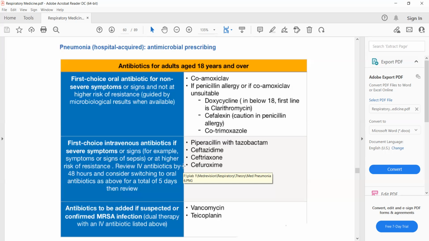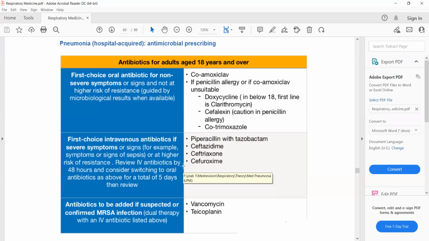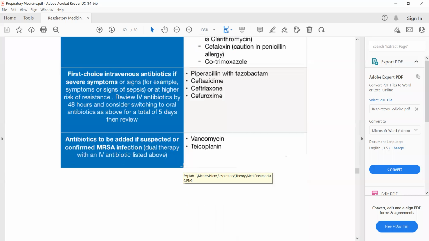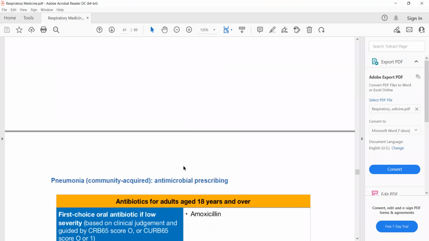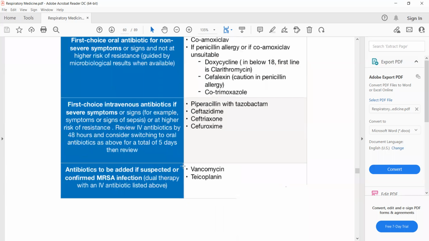And in case of hospital-acquired pneumonia, serious, severe signs and symptoms may be present. For example, signs of sepsis are present. Then we need to give IV antibiotics: piperacillin with tazobactam, ceftazidime, ceftriaxone, or cefuroxime. And if we are suspecting MRSA infection in hospital-acquired pneumonia, then we will add vancomycin or teicoplanin as well. So this was management of hospital-acquired pneumonia.